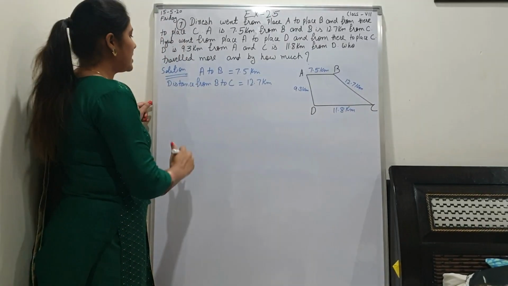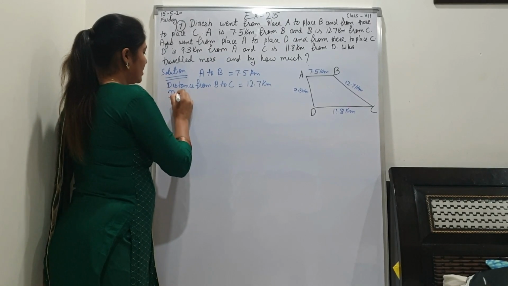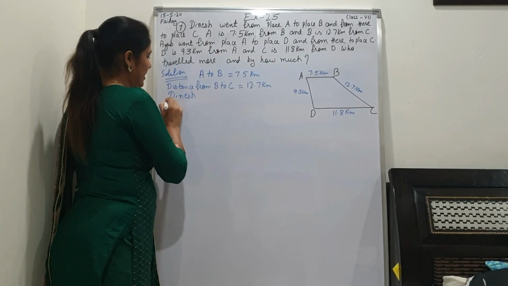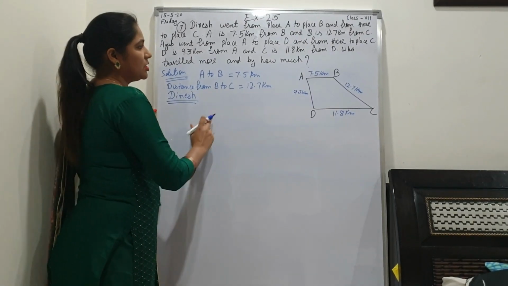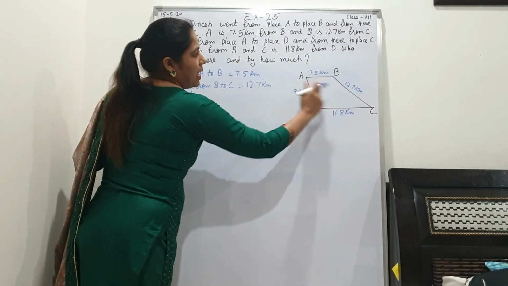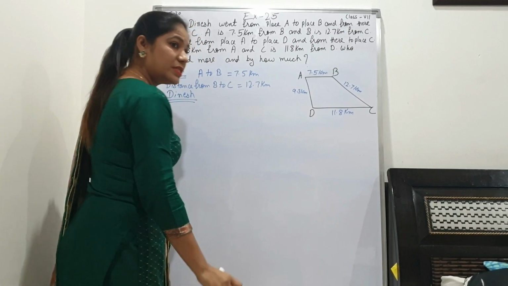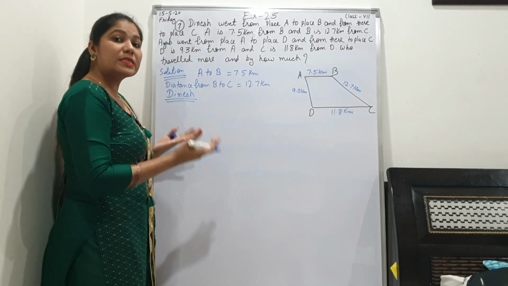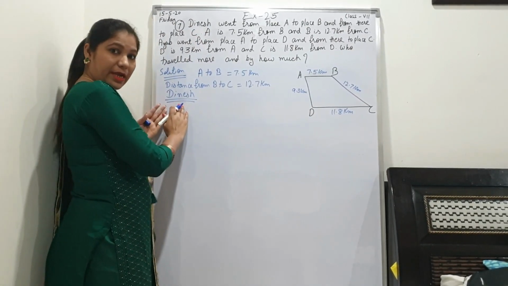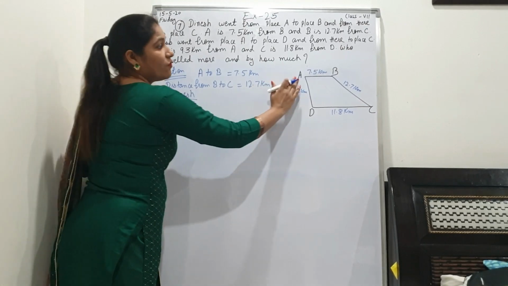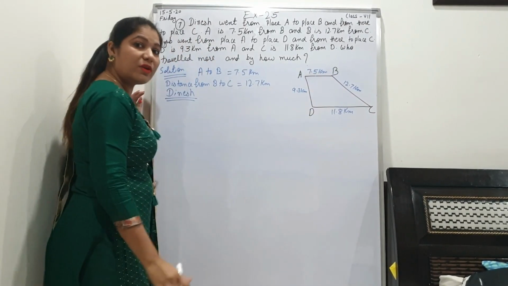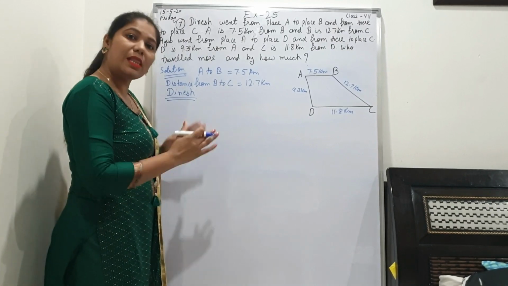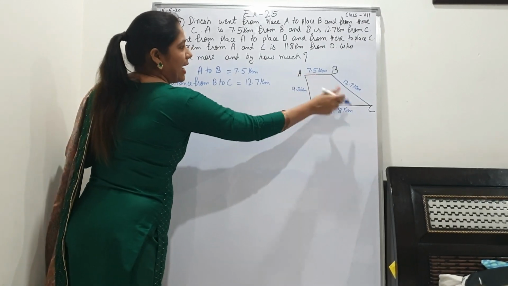Now first person is our Dinesh. So I have written name Dinesh. It means everything I am talking about is Dinesh. Now take this path A to B, B to C. We will see total distance. What is the total distance covered by Dinesh, from A to B then B to C? Whenever we have to find total distance, we will add them.